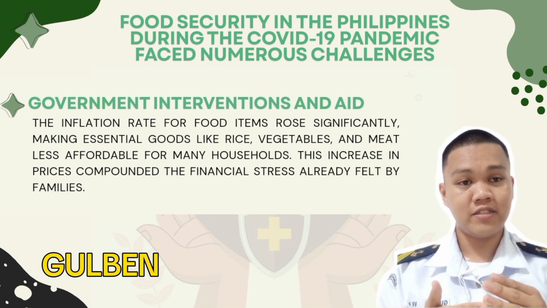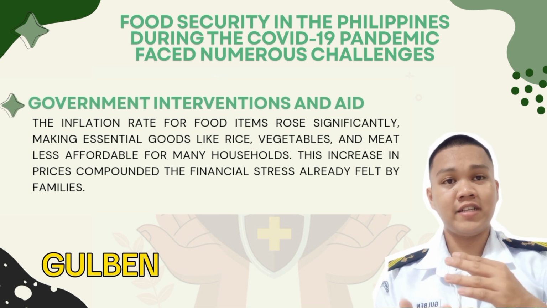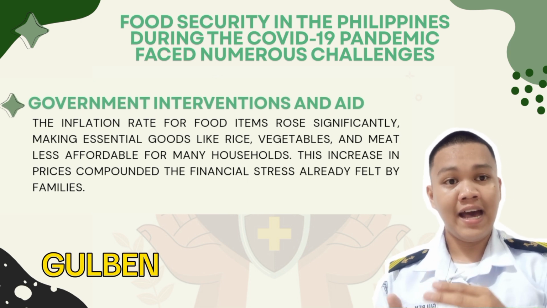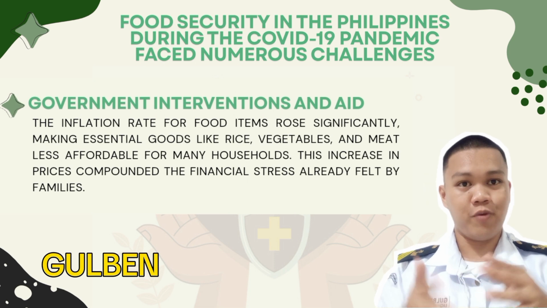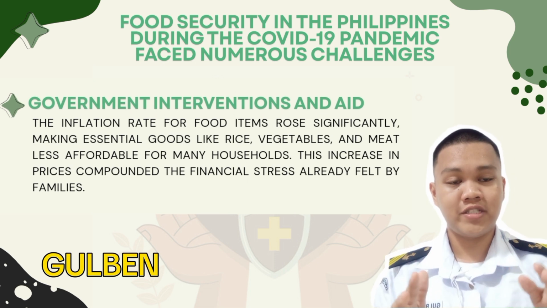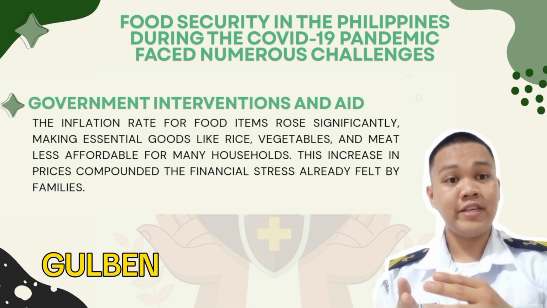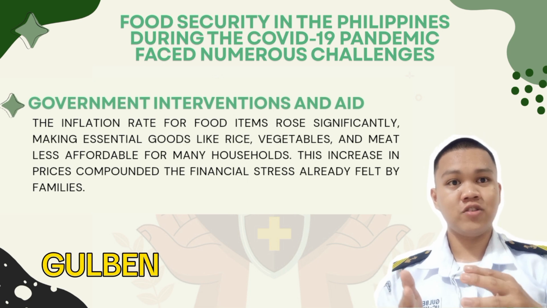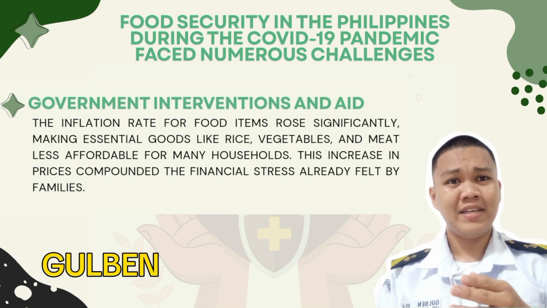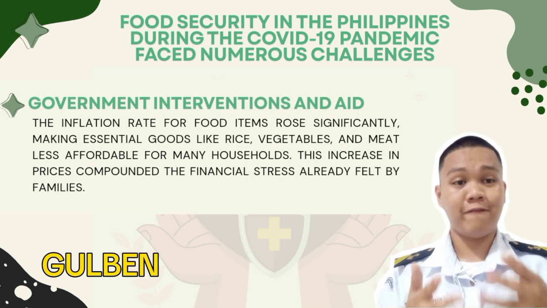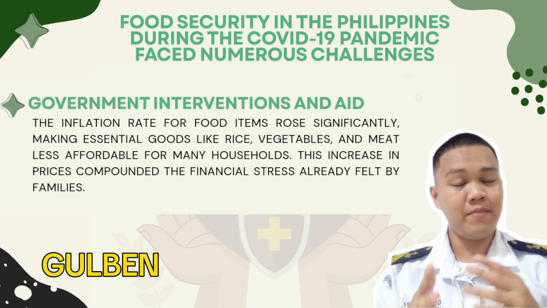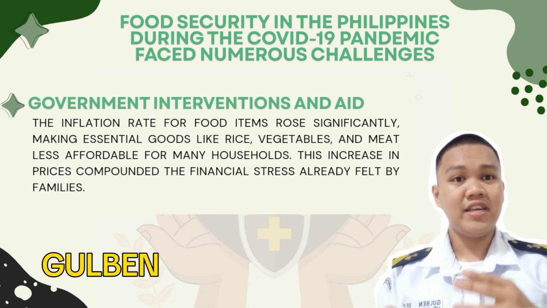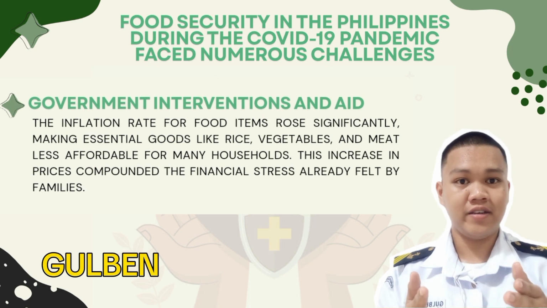One example of this is a program called Kadiwa ni Ani at Kita. This program helps farmers to sell their products directly to consumers, or people who need it. So cutting out the middleman and making food more affordable. This is just one of the many ways the government is trying to address food insecurity in our country.